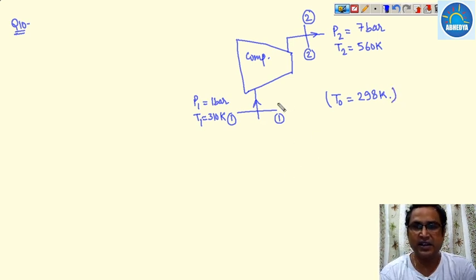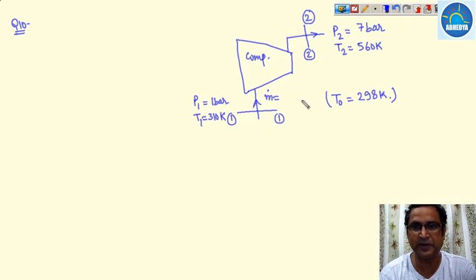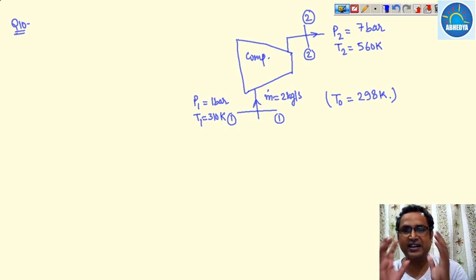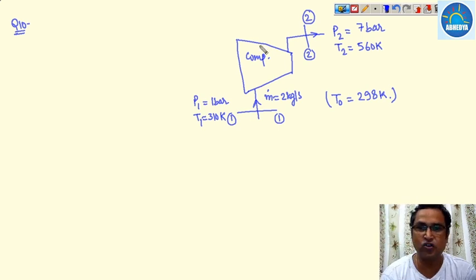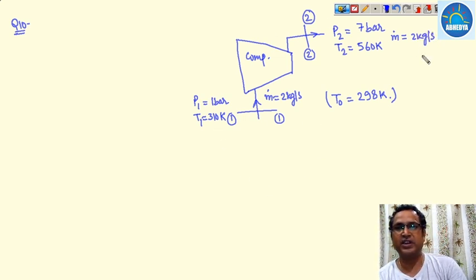Now the mass flow rate of air is given as 2 kg per second, and since it is under steady state condition and no mass is accumulated within the system, the mass at inlet will be equal to the mass at outlet. So here the mass flow rate will be equal to 2 kg per second. Okay, so this is the condition.